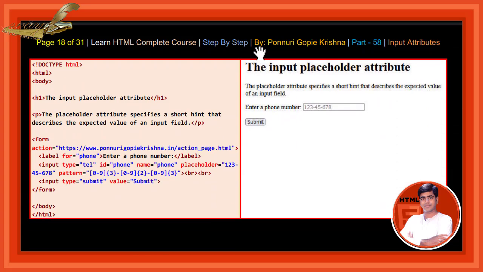See the code and the result. By writing and executing this code, the input placeholder attribute field was created. Enter a phone number.